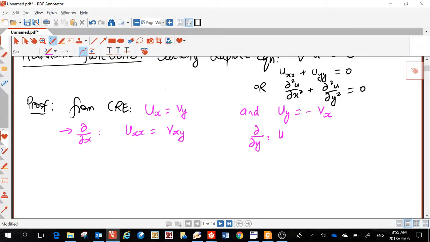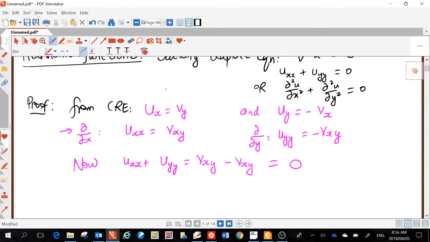Differentiate uy again, it'll be uyy. Differentiate this with respect to y, it'll be minus vxy. First, derivative with respect to x, and then with respect to y. Now, what happens when you add uxx plus uyy? You get vxy minus vxy, giving you 0. There you go.